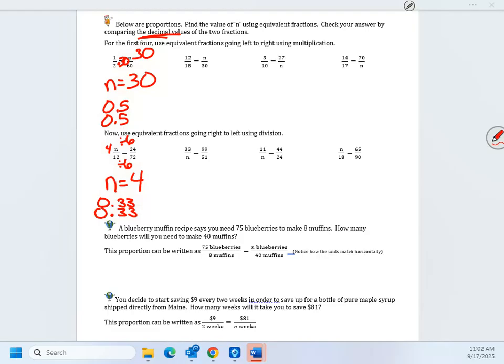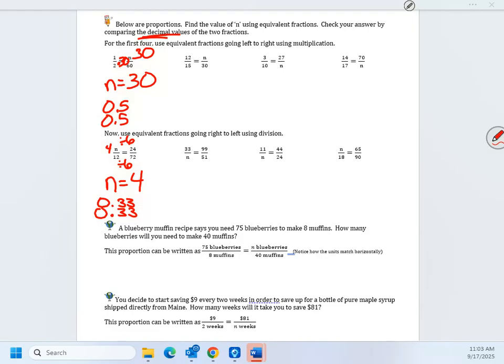On the bottom, it's word problems where you're doing the same math. They just put it as words. And we need to figure out our proportions. So a blueberry muffin recipe says you need 75 blueberries to make 8 muffins. How many blueberries will you need to make 40 muffins? So Mr. Schultz actually helped you out with this by helping you set up your proportions. On the test, you're going to have to take your word problems and set it up yourself.